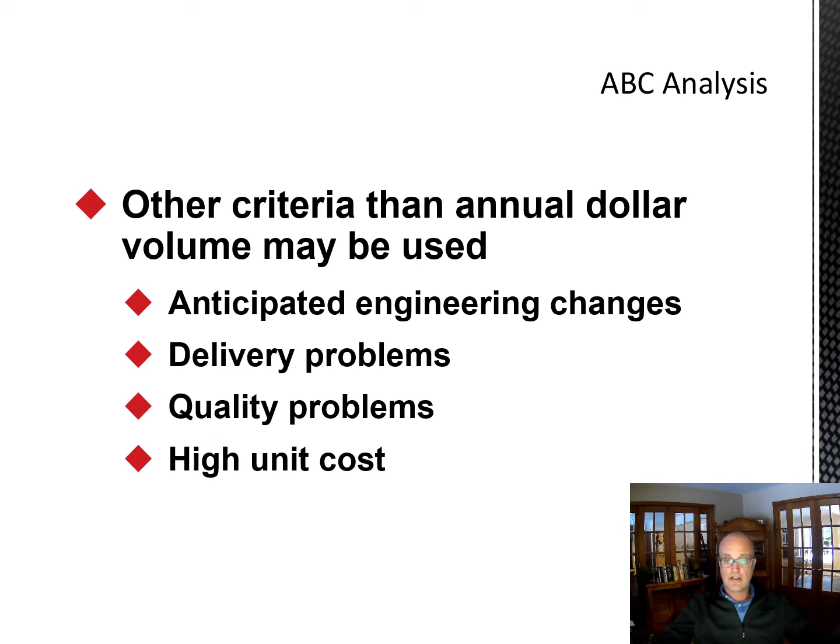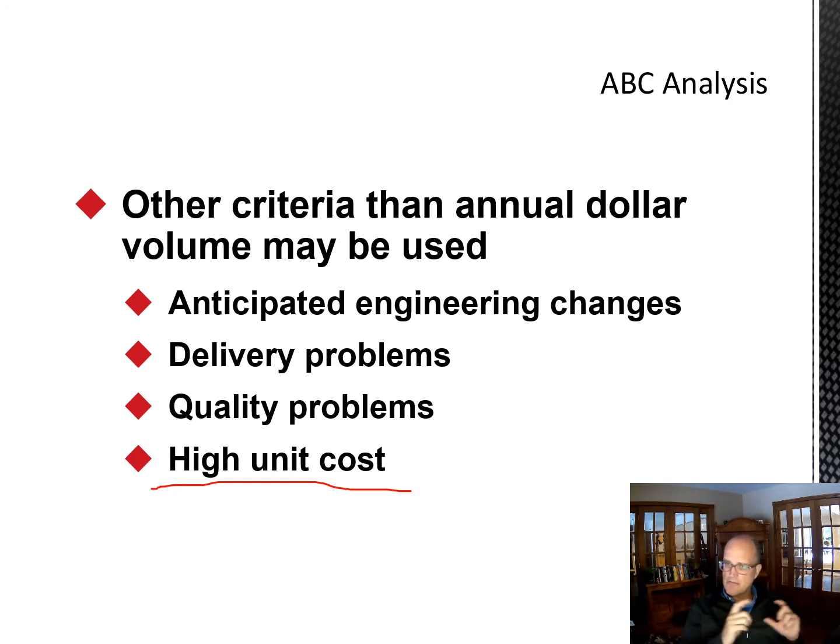We can consider delivery problems, even if it's not a high value product. If delivery is uncertain or unpredictable, then maybe we move that up in classification. Quality problems as well. We might get it regularly, but we have to write off half of it. And again, we'll pay more attention to that inventory. And high unit costs.